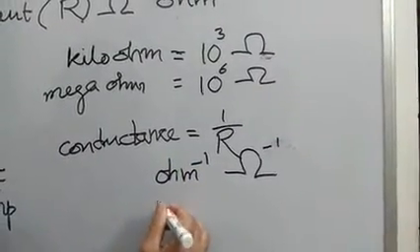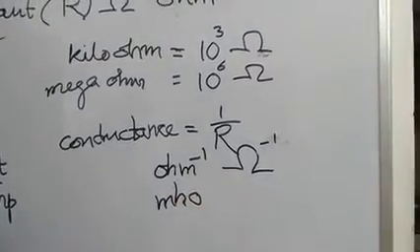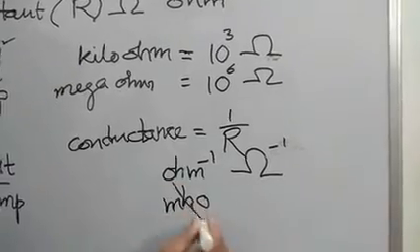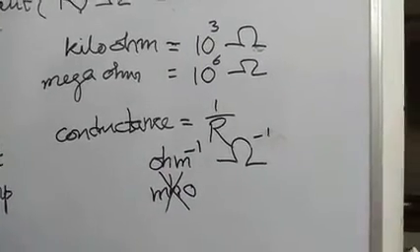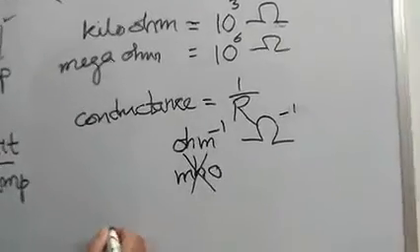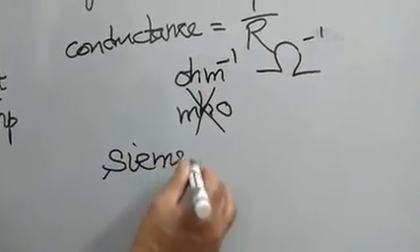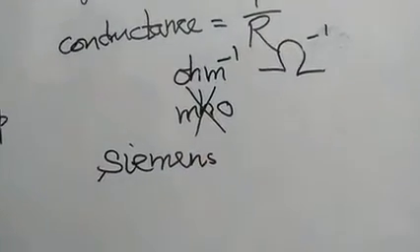We called it mho. That means when you read it in the reverse order, it becomes ohm. But this is not used anymore. In place of that, they're using another word which is called Siemens. Siemens is after the name of a German scientist.